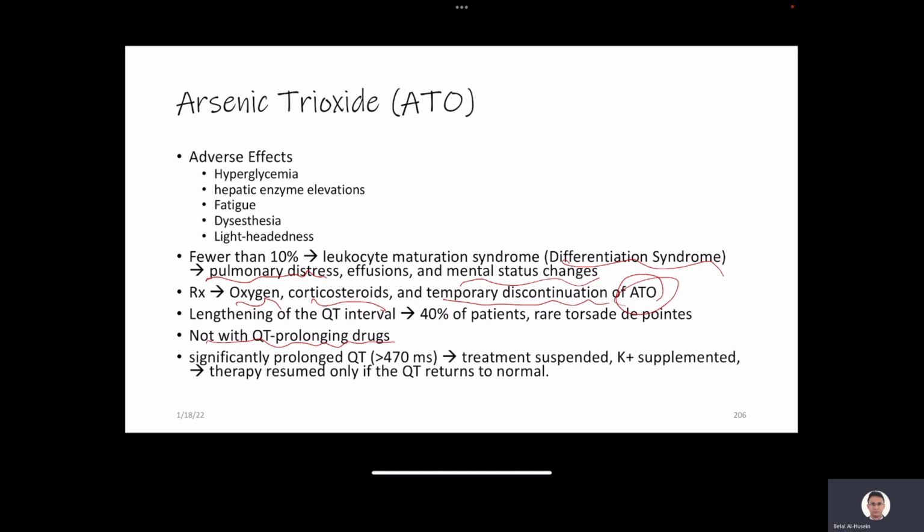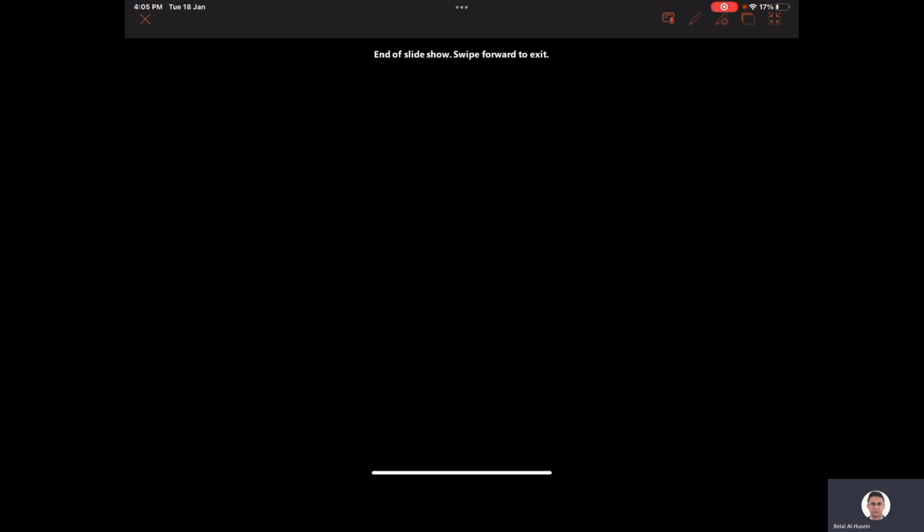In fact, in case of significant QT prolongation, especially if it exceeds 470 milliseconds, you have to stop therapy, administer potassium also, and then resume therapy when the ECG changes are normalized. Now, this concludes the chapter of cytotoxic agents, but we will have to study the other chapter, which is the table that is the summary of the pathway targeted therapies. I will record it in a bit, inshallah.